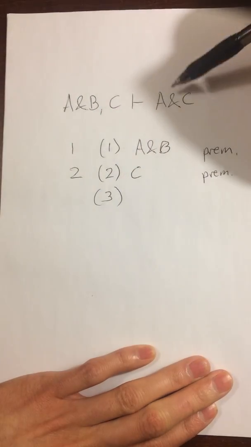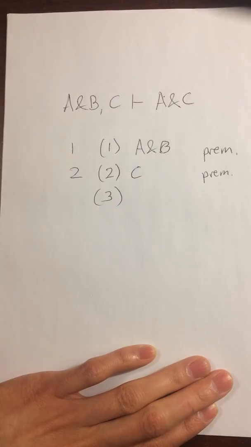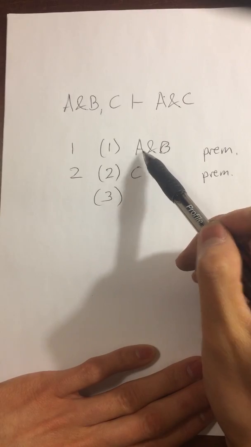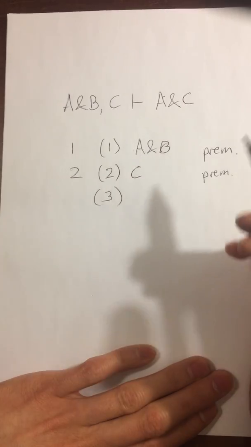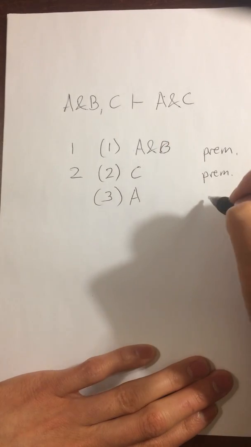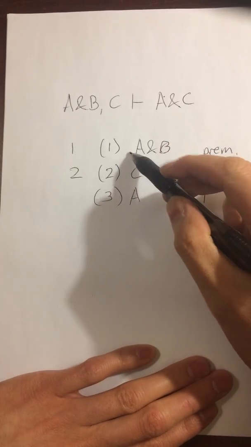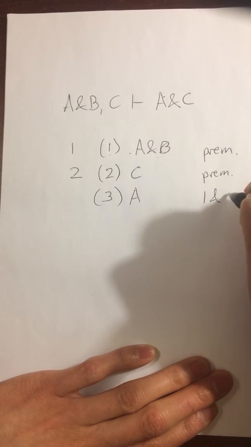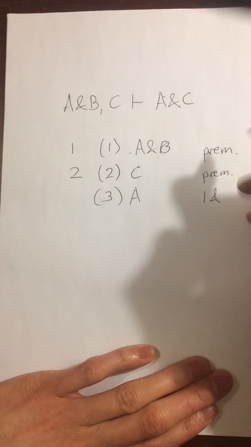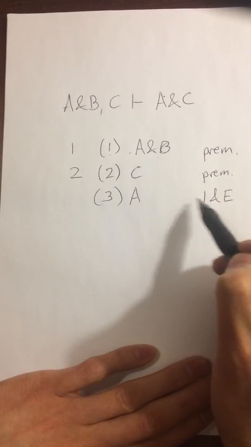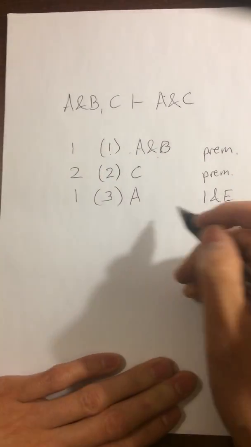So here we need A and C. For that, we're going to sort of take A out of the conjunction. So we can infer A on 3. We reference the line that A comes from, the conjunction, and of course the rule that allows us to derive A, which is and elimination. And so the dependency number for 3 will come from 1, which is 1.